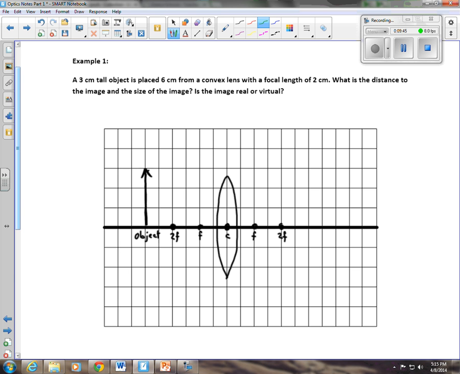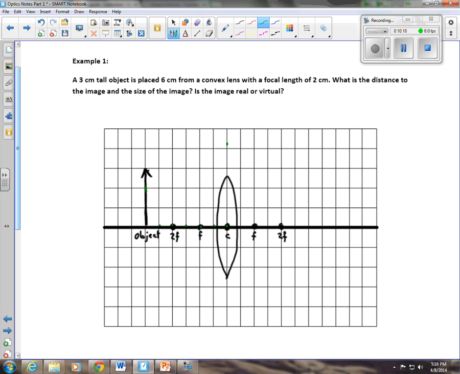Now, we're just going to draw in the rays we were talking about. So I've drawn this. I have a 3 centimeter tall object right over here. Okay, 6 centimeters from the lens. You always measure from the center of the lens. So 1, 2, 3, 4, 5, 6. The focal length is 2, again from the center. And you draw the object as an arrow pointing upward. And then I've also put in, not only the focuses, but I put in 2F, because that's going to be a turning point that we're going to see in a little while.